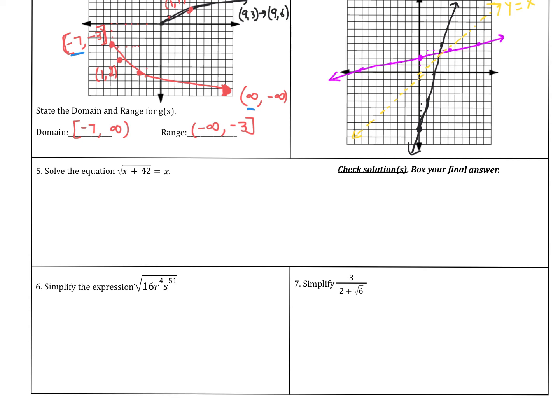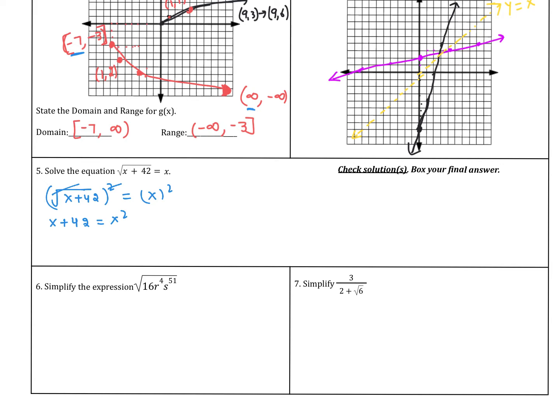For question number 5, you're going to solve this equation. We're going to solve for x. To solve for x, we need to get rid of the radical symbol. The radical is already isolated for us, so all we have to do is some operation to remove it. It looks like a square root, so to get rid of the square root, we square both sides so that the square root gets cancelled. You get x plus 42 equals x squared.